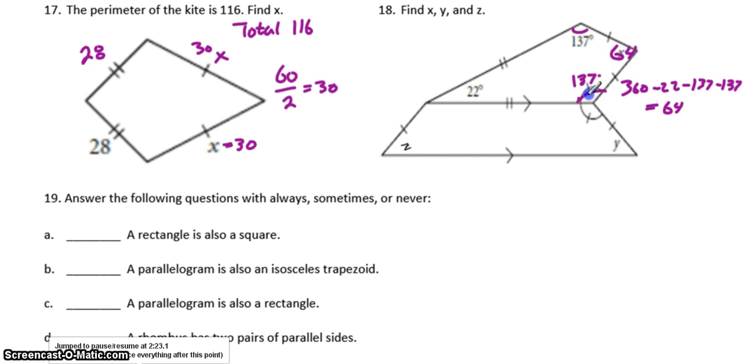This symbol right here, this angle with the line through it, tells me that this is congruent to the first angle. So this is 137 degrees. Right? Those are markings just telling you those are 2 congruent angles. So now we're into the isosceles trapezoid here. And what do you know about an isosceles trapezoid?